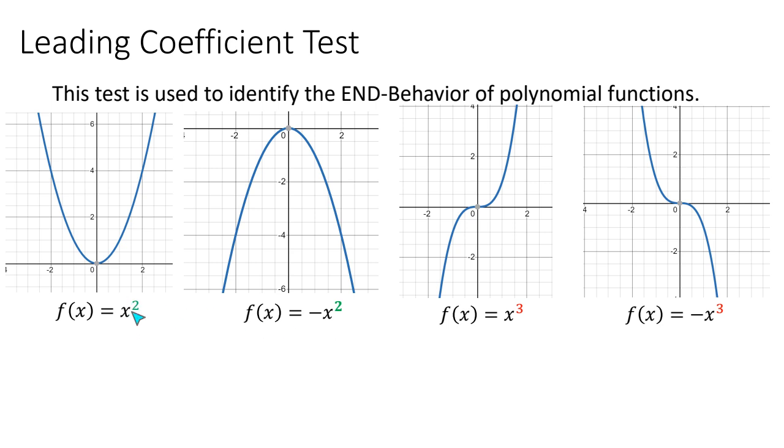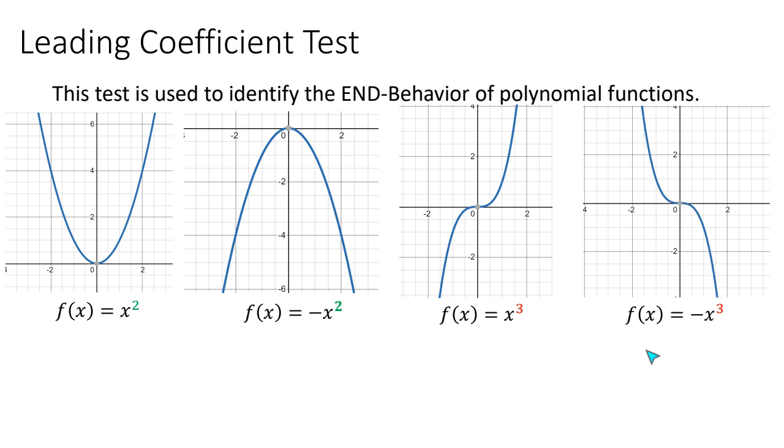We have the parent function x squared, and we know that the graph is a parabola that looks like this. If we have a negative, then we know that it's going to open downward. And then for x cubed, this is a cubic parent function. It's going to behave in this form here. And if we have a negative, then it's going to reflect and it's going to have this form.